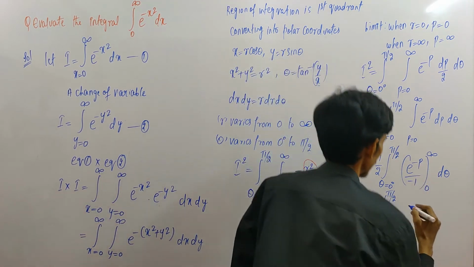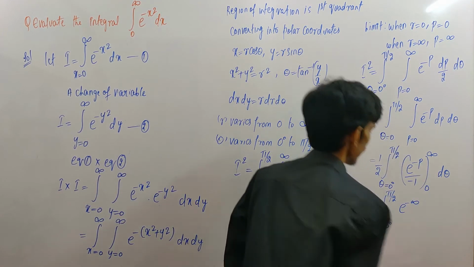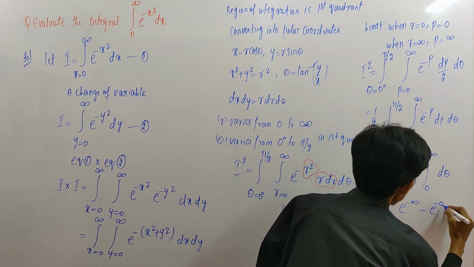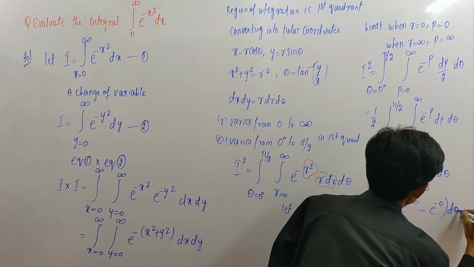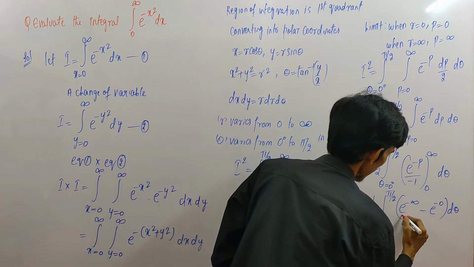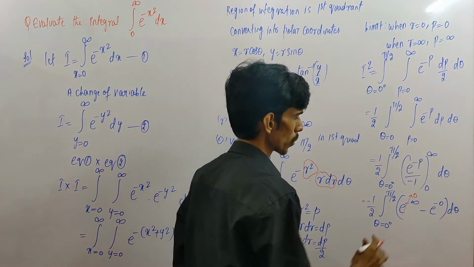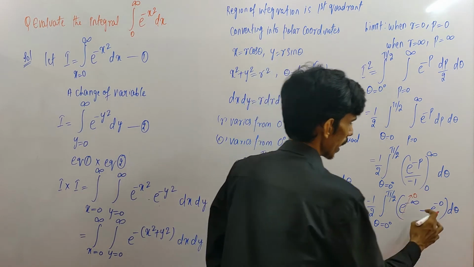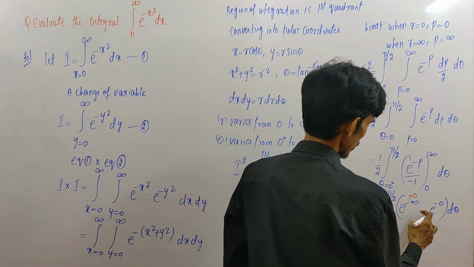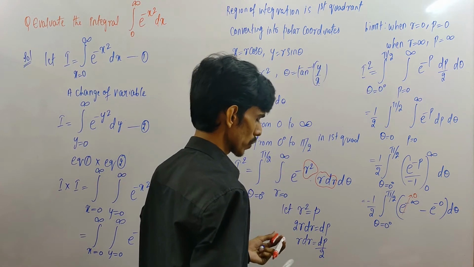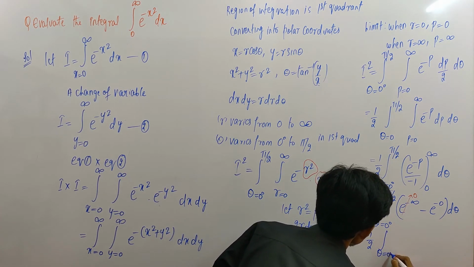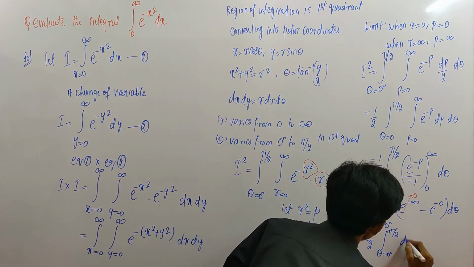Substitute the upper limit e power of minus infinity minus the lower limit e power of minus 0, d theta. Now e power of minus infinity value is 0, and e power of minus 0 value is 1. So we have 0 minus 1, and with the minus sign we have plus 1. So we have 1 by 2 integral theta equal to 0 degrees to pi by 2 d theta.